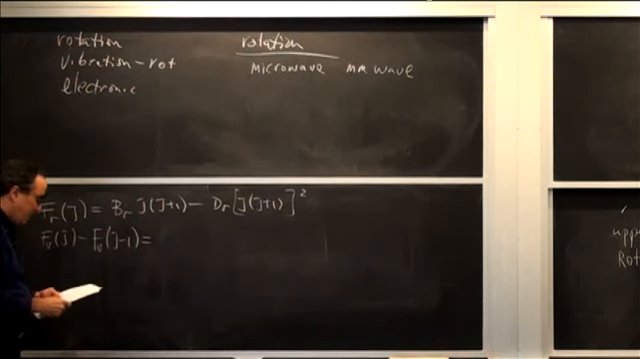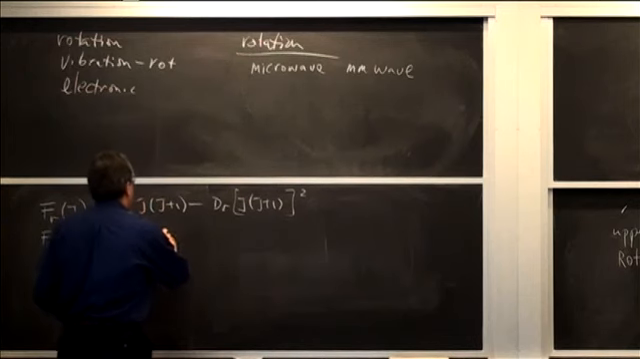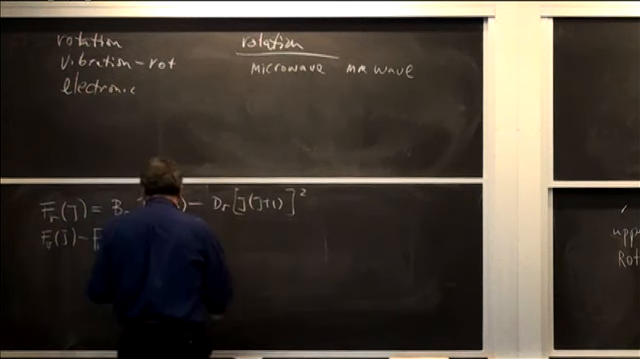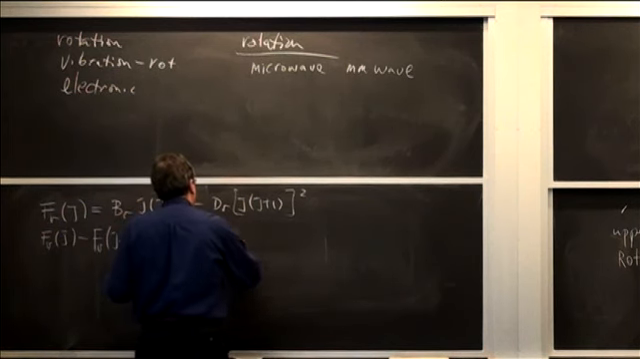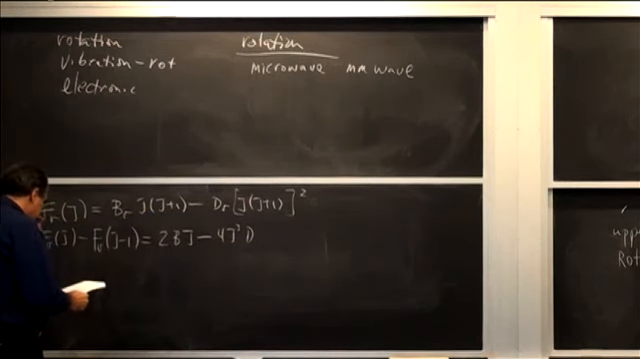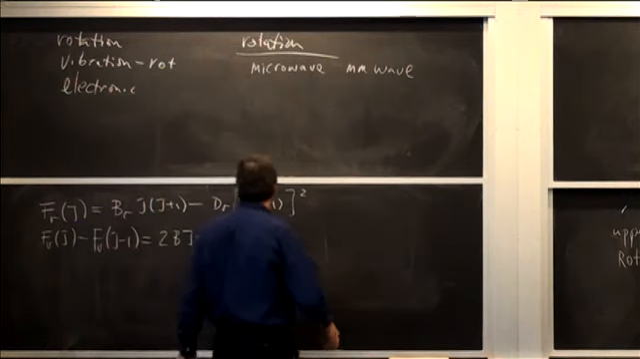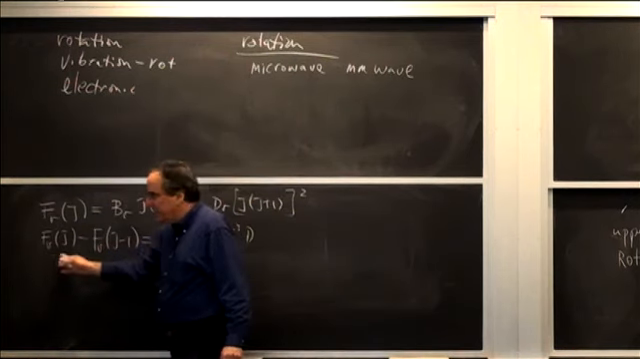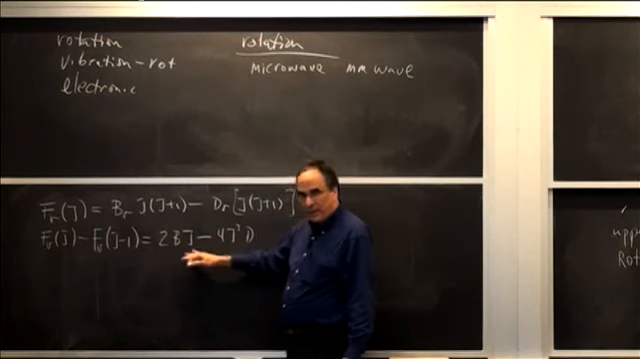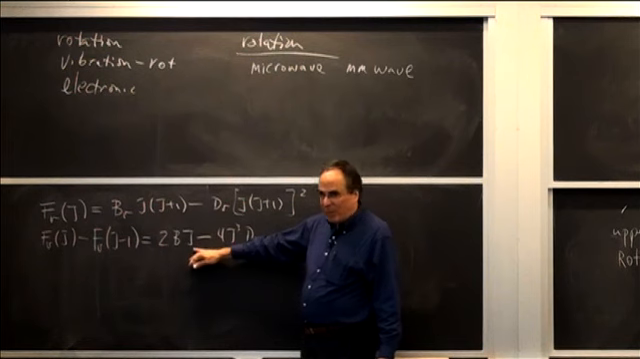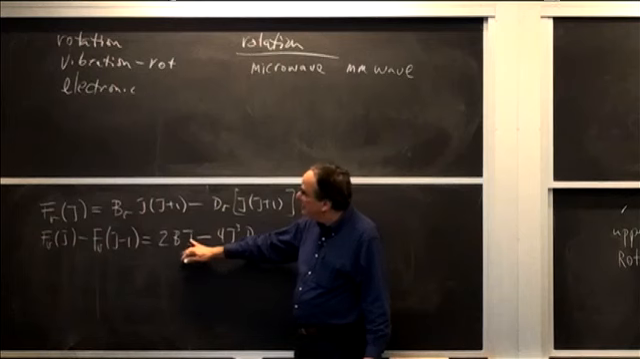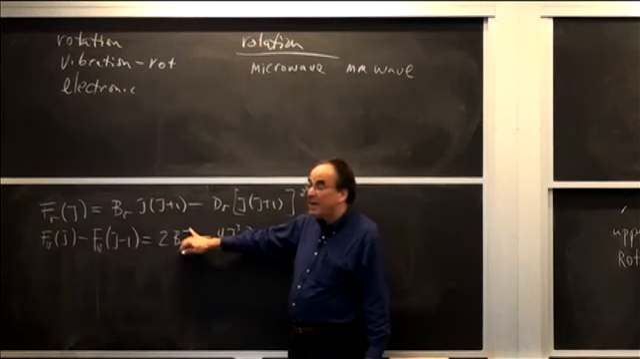And you can do the algebra, and you get 2BJ minus 4J cubed D. Now, so the transitions that you expect in a rotational spectrum are going to follow this nice rule where the transition frequencies are given by a constant times the higher J.